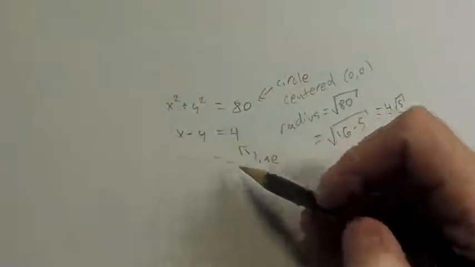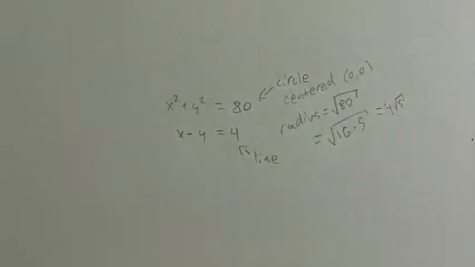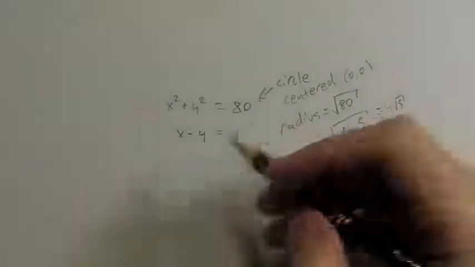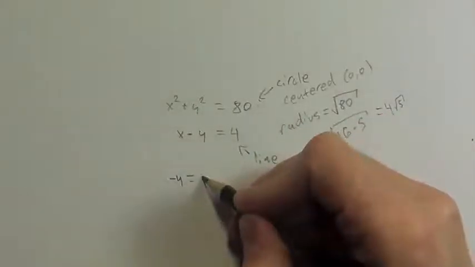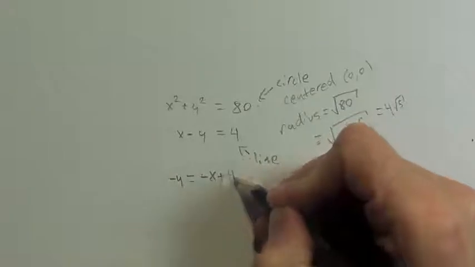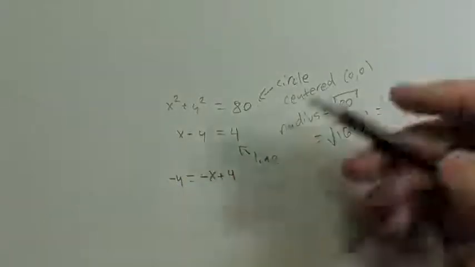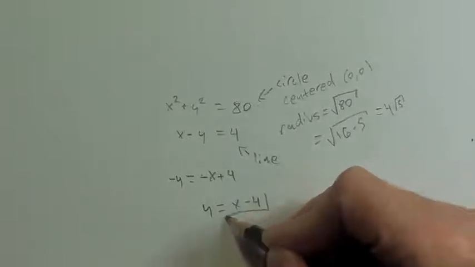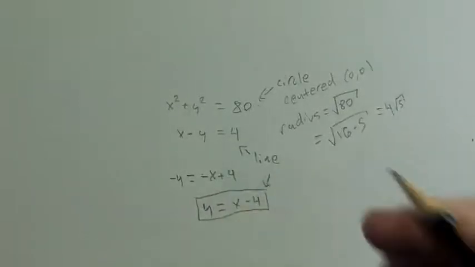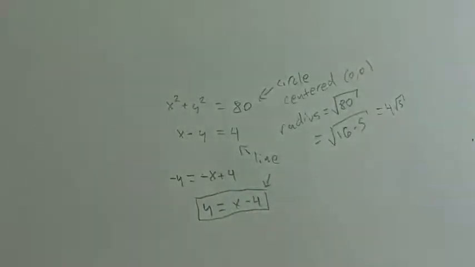We can solve this for y. We solved it for x before because that was easier, but if we want the line, we want it as y equals mx plus b. So we'll do negative y is equal to negative x plus 4. And then dividing everything by negative 1, I'll get that y is equal to x minus 4. So it's a line. Its slope is 1. Its y-intercept is negative 4.